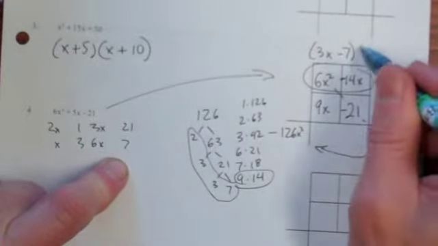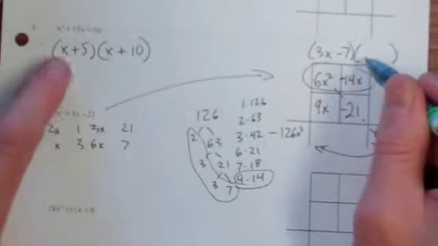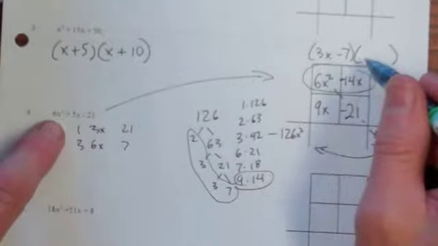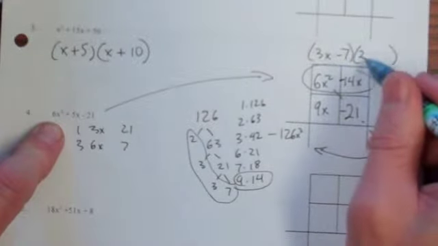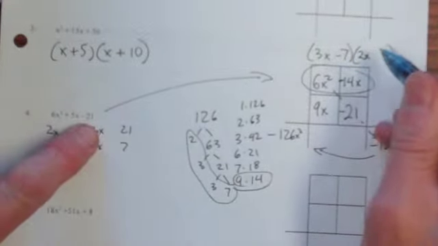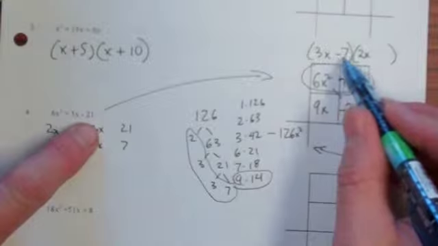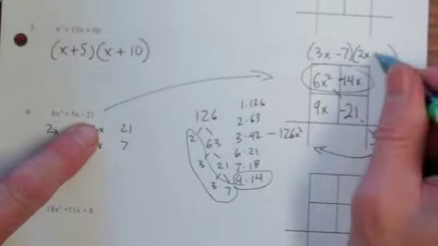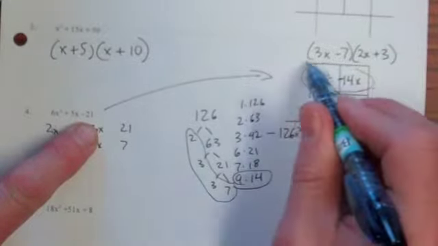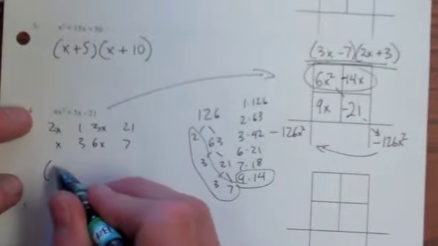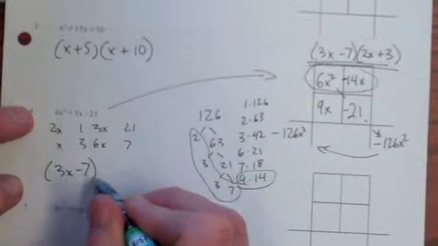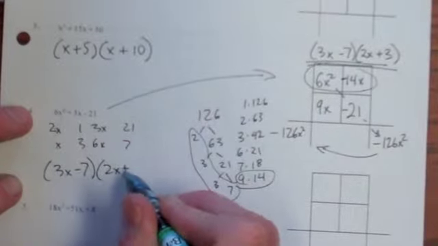My other factor will be something that makes my original problem right here, 6x squared. The only way to multiply 3x by something to get 6x squared is if it's 2x. I also need the negative 21. The only way to multiply by negative 7 and get a negative 21 is if I do a plus 3. That is now the factor. I might just copy it on my test over here so the teacher can see it. 3x minus 7 and 2x plus 3.